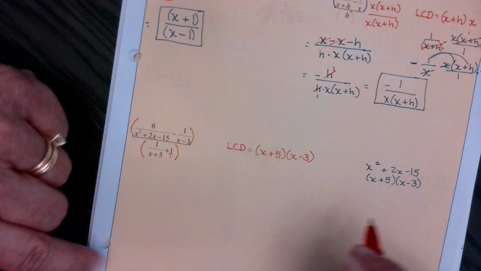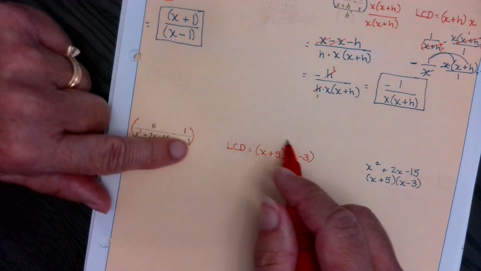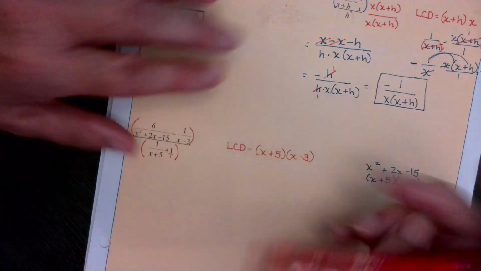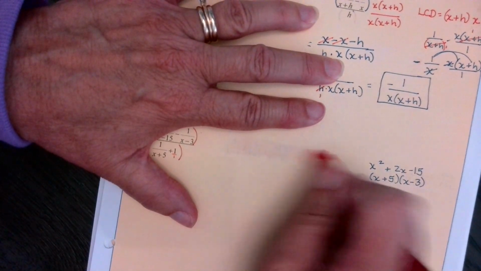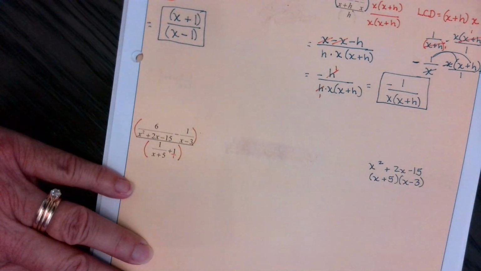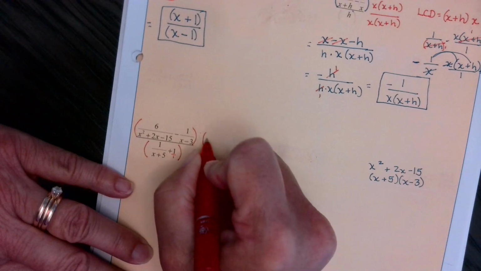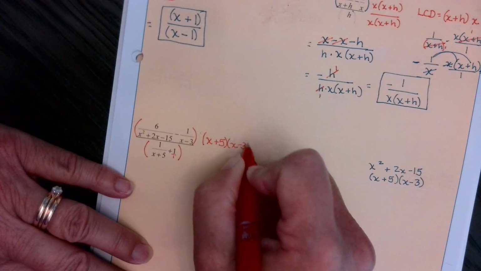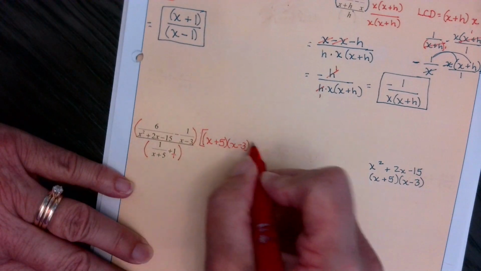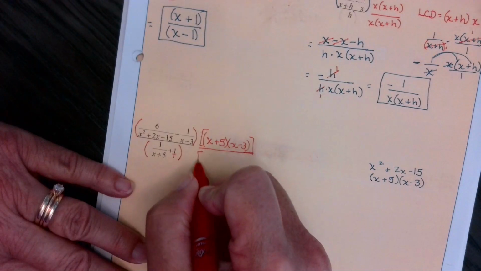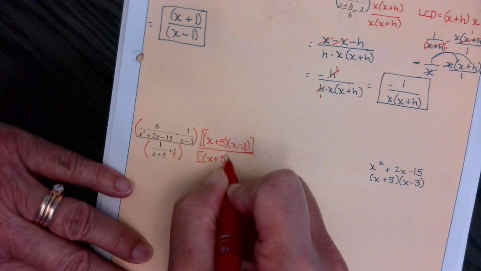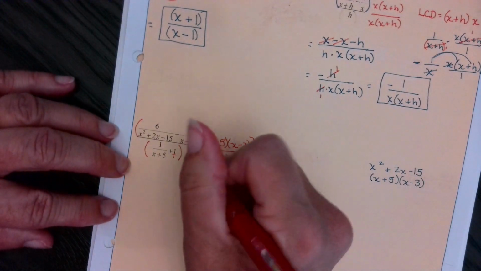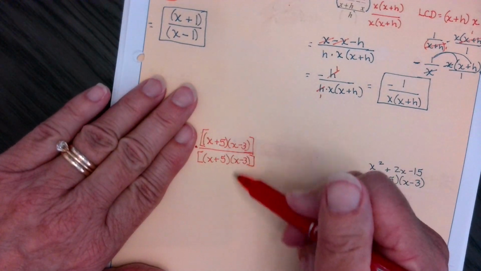You'll see me in the next video or in class. I won't really do it like distributing. I'll multiply it here and I'll do it here. But okay, so I'm going to move this over. I'm going to multiply this whole thing by x plus 5 and x minus 3. I'm going to put brackets around it, over x plus 5 times x minus 3. You don't have to have those brackets. It's just keeping them together. So really what I'm doing is multiplying the top and the bottom by a form of 1.